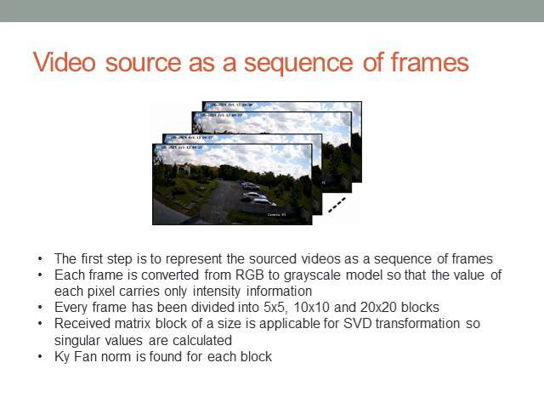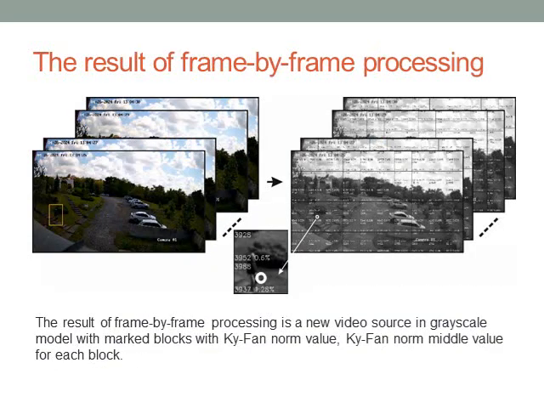In the context of solving video surveillance, we can detect a new object in a frame and follow object motion by fluctuation of signal values in the fragments. The result of frame-by-frame processing is a new video source in a grayscale model with marked blocks, which is shown on the right side of the slide. Each block contains the following data: Ky Fan norm value, Ky Fan norm middle value for the last X frames, and deviation from the threshold. Two blocks are zoomed in and can illustrate the result in a better way.